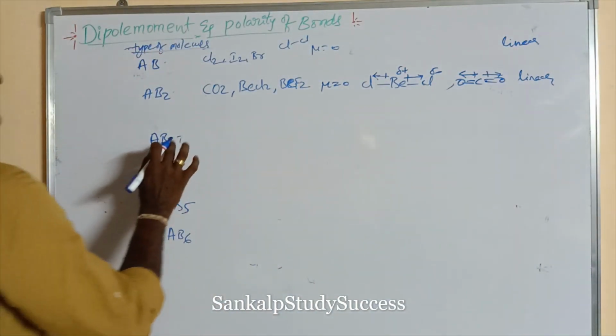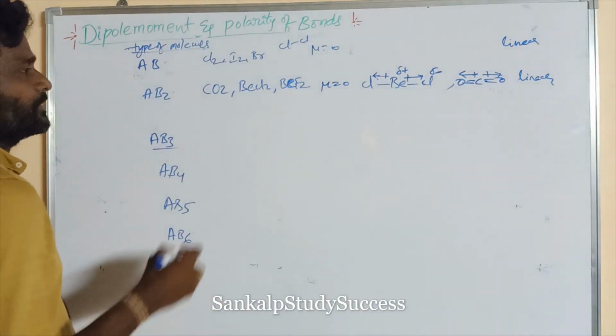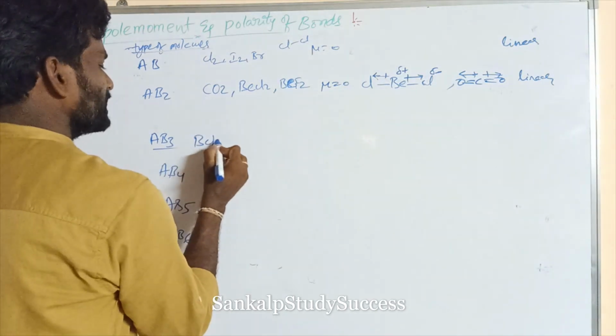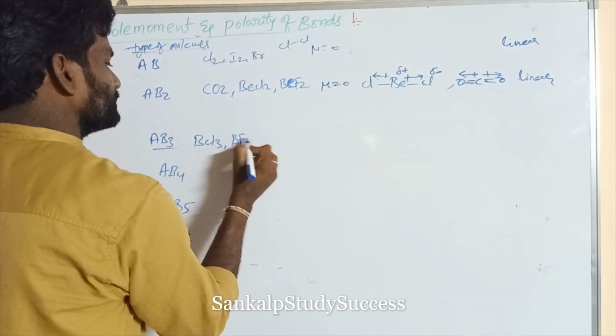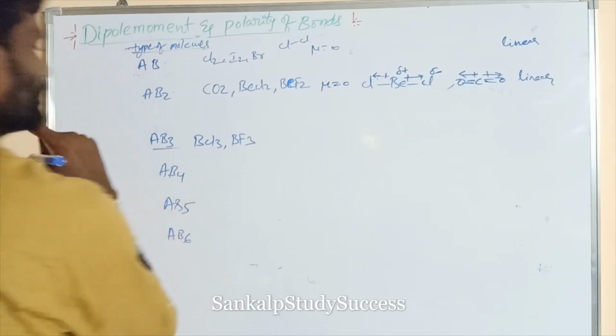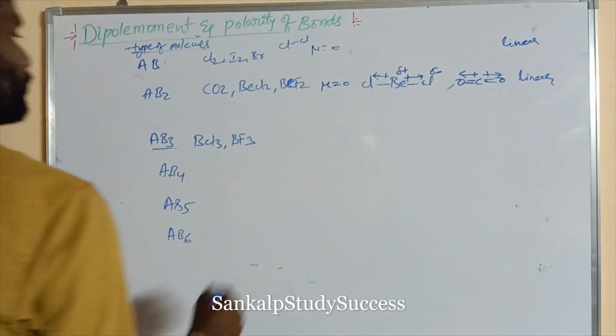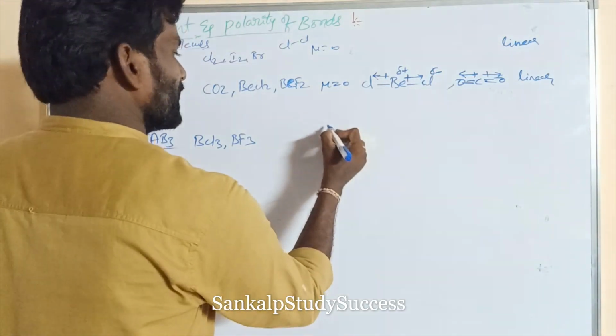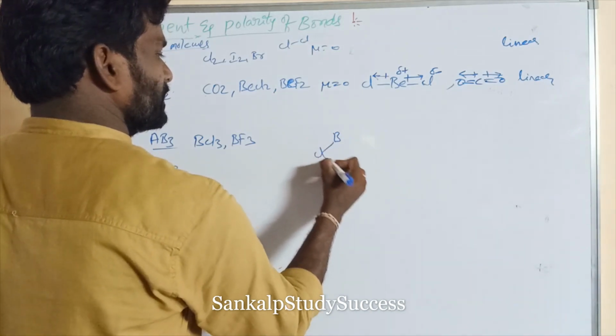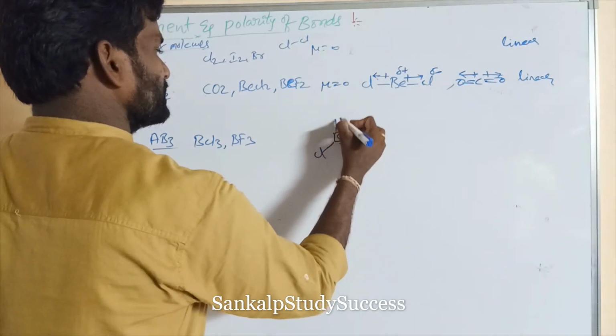Now we go to AB3 type. We can take BCl3, BF3. In this molecule, B is the central atom, and this is Cl, this is Cl.